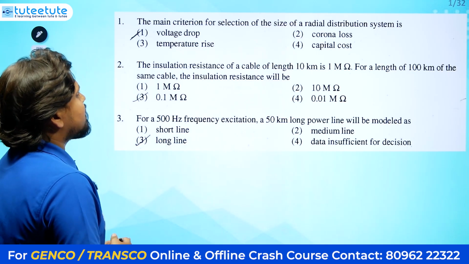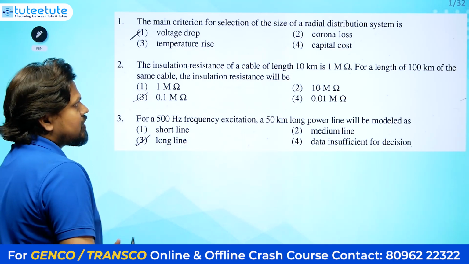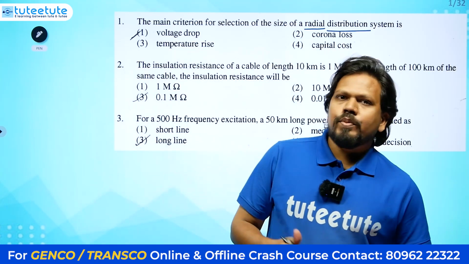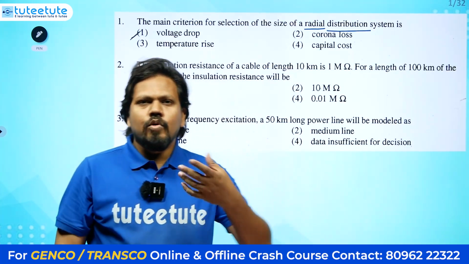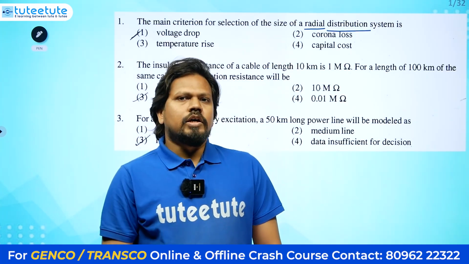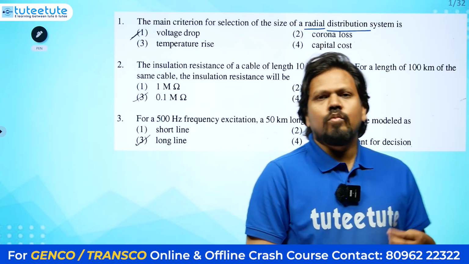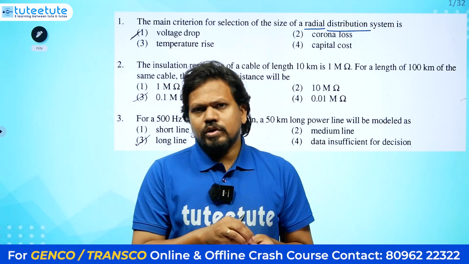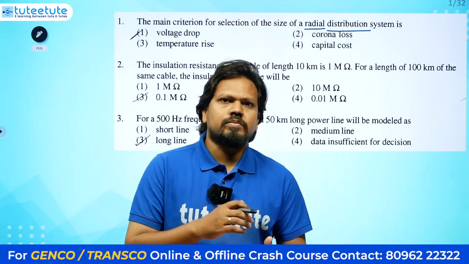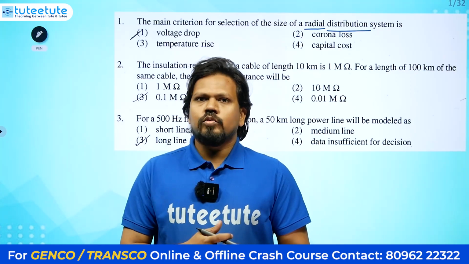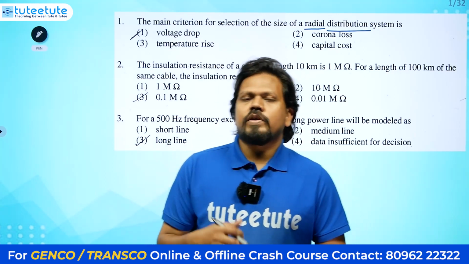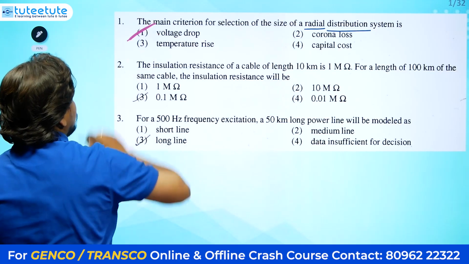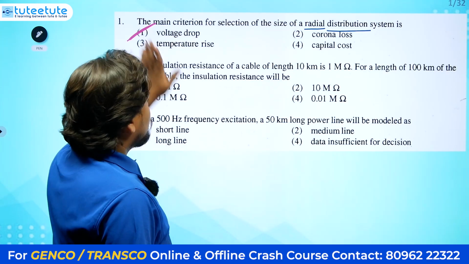The first question: the main criterion for selection of size of a radial distribution system. Whether it is a radial distribution system or a ring main distribution system, the problem with these distribution systems is more voltage drop. The radial distribution system has more voltage drop compared to the ring main distribution system. In comparison, the ring main distribution system is more reliable and has some more advantages. But the main problem with the distribution system is the voltage drop, so this is the only answer here.